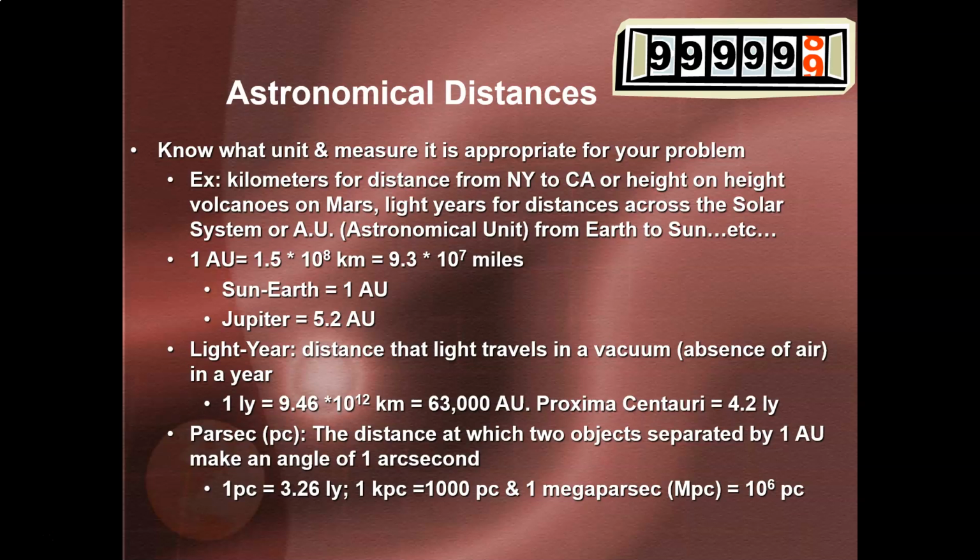Now I know that in a lot of these science fiction shows, like Star Wars or Star Trek, they always talk about parsecs. A parsec is actually a real unit, and in astronomy it is the distance at which two objects separated by 1 AU make an angle of 1 arcsecond. So you can see here that we also have different conversions for parsecs. 1 parsec is equal to 3.26 light years. 1 kiloparsec equals 1,000 parsecs, and 1 megaparsec equals 10 to the 6 parsecs.